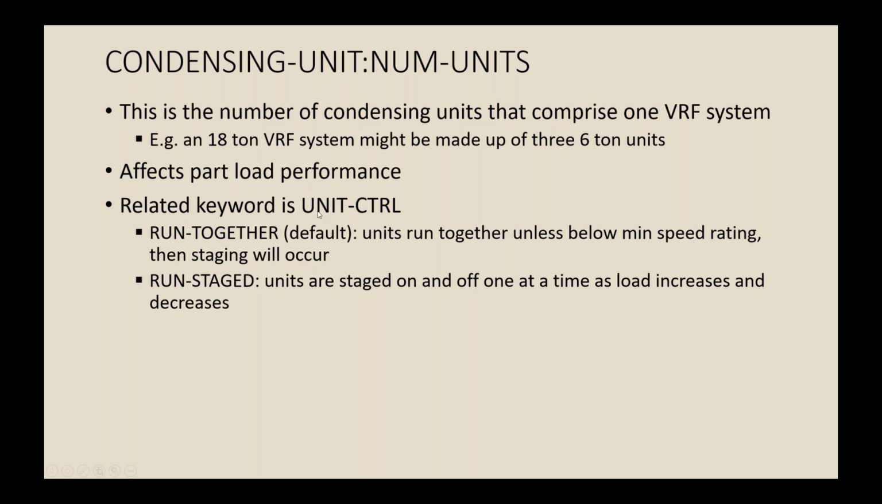There is actually a keyword for condensing unit called unit control that allows you to control how they get staged. And the default is that they would run together when possible. So if you're in a higher load range, all of the compressors would be running together and modulating through their variable speed range. But if they get down to the minimum speed rating, then they start to stage, even though it's in the run together mode. So there is some staging that happens in low loads for run together.